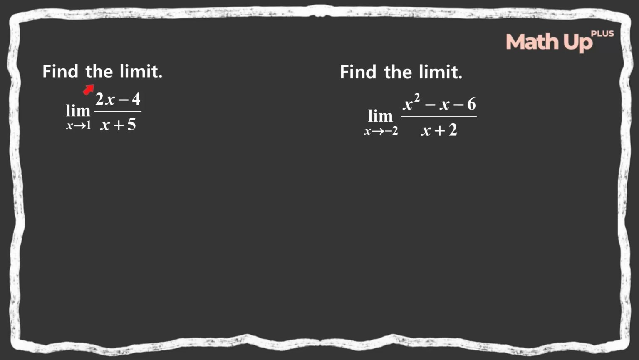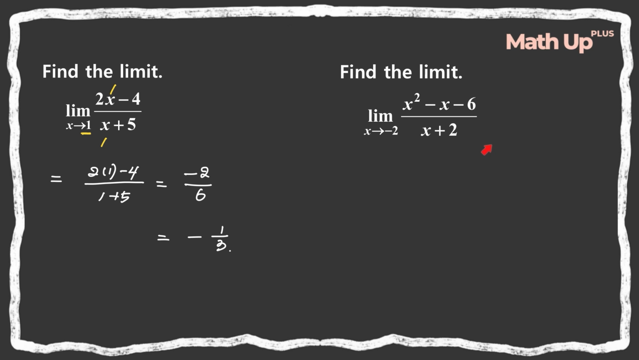The question is to find the limit. The first thing to do when finding a limit is to substitute the value that x approaches. So substitute 1 for x. Then that is equal to 2 times 1 minus 4 over 1 plus 5. That is negative 2 over 6. So the answer is negative 1/3.